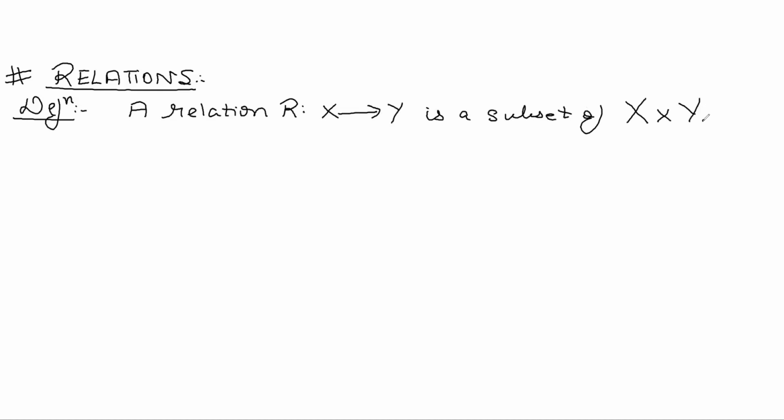Now, all students from my lectures on set theory know what is the definition of Cartesian product. I hope all students know that. Also, all students know what is meant by a subset. So a relation is a subset of the Cartesian product. That means a relation lies within the Cartesian product. I can write it like this: a relation is a subset of the Cartesian product.